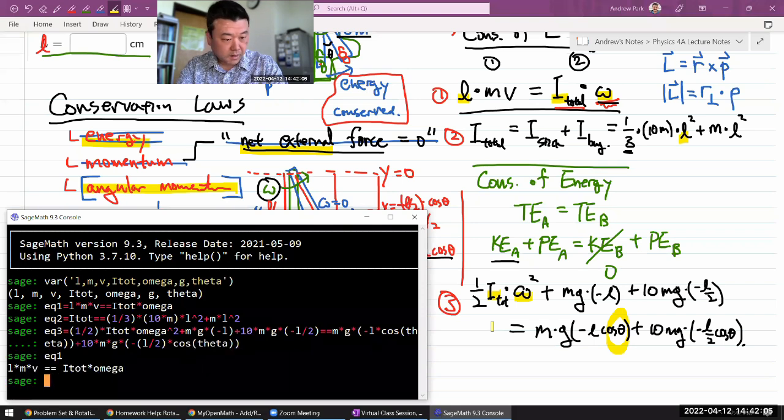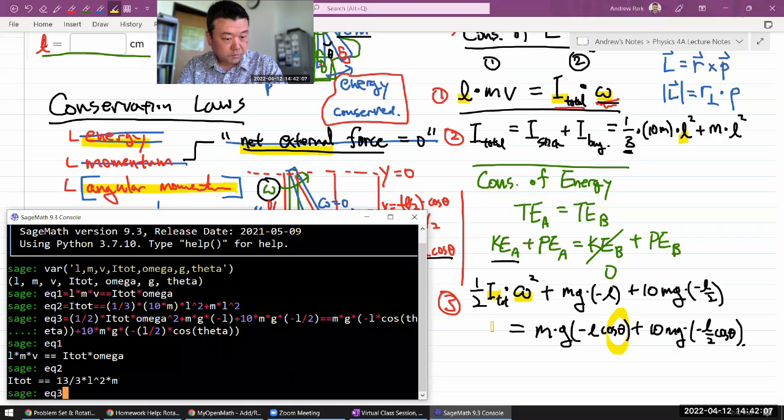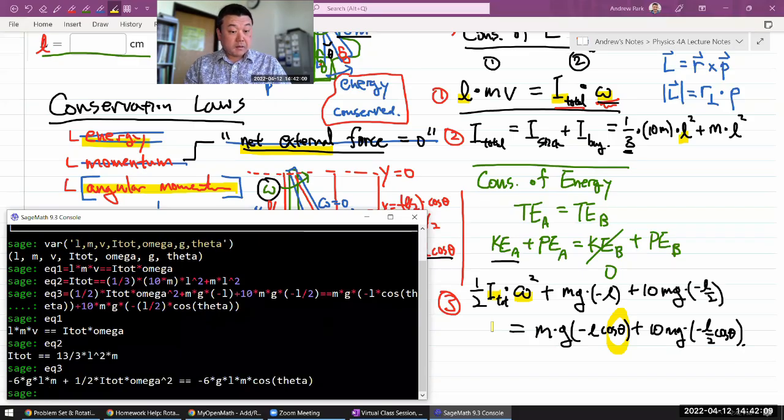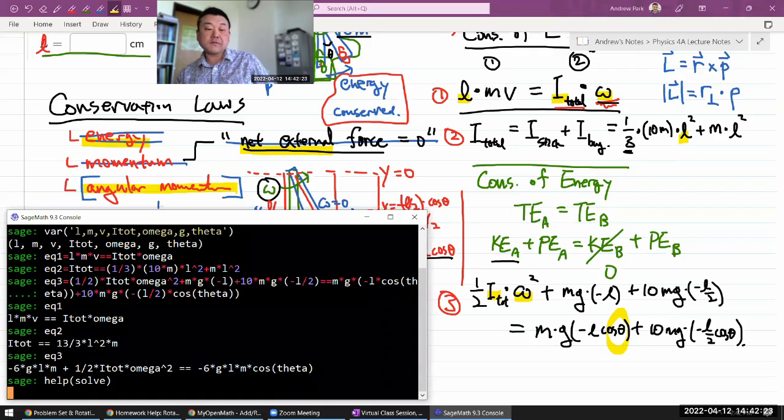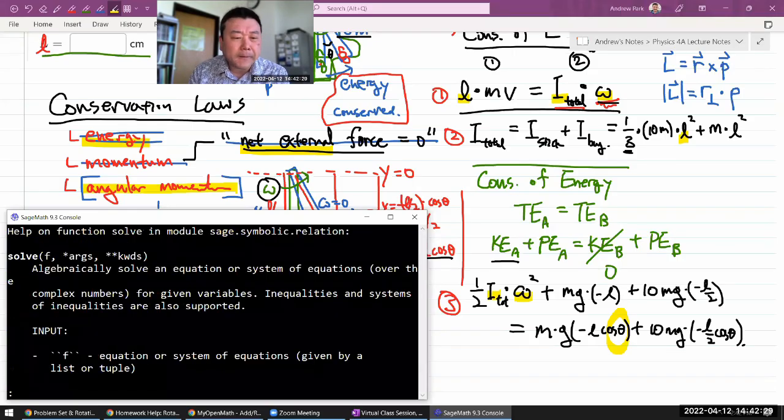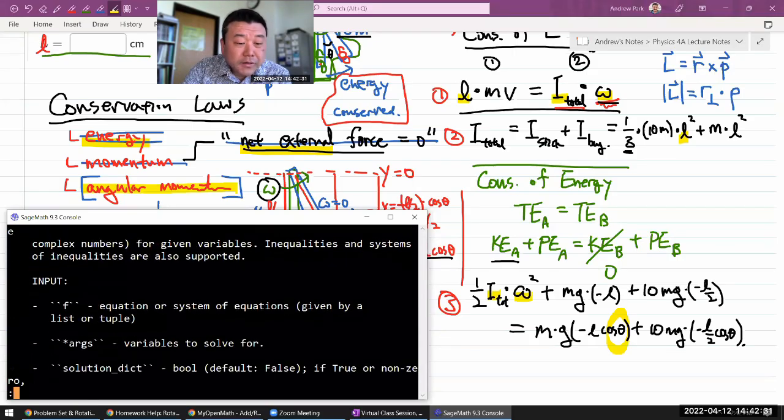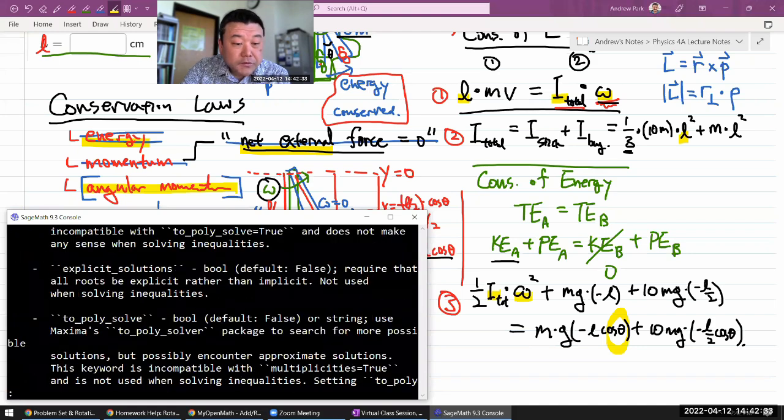Okay, so I have equation 1, 2, 3. Oh, yeah. Sometimes as I was entering it, the system did its own simplification. So what I'm going to do is use this function called solve. There's a solve function, and I'm just bringing up the documentation because I don't quite remember the syntax for when I want to eliminate some of the unknowns.